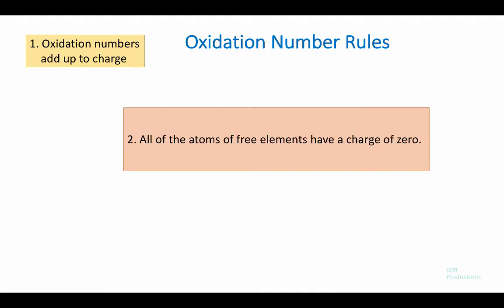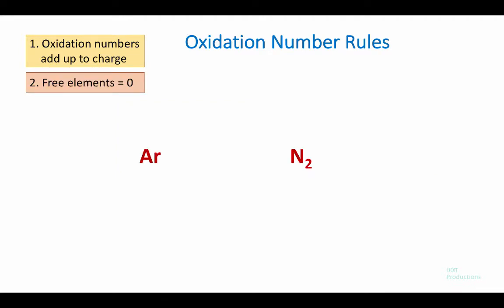The second rule is that all the atoms of free elements have a charge of 0. Now, a free element is any molecule composed of only one element. So here are a couple of free elements. Again, we have argon. We already know that argon has an oxidation number of 0. But if you look at nitrogen, there are 2 atoms of nitrogen in a molecule of nitrogen gas. Well, that doesn't matter because it's still just nitrogen bonded to itself, so it must also have an oxidation number of 0.